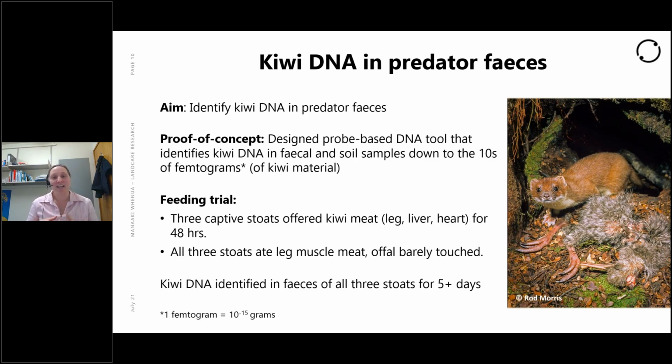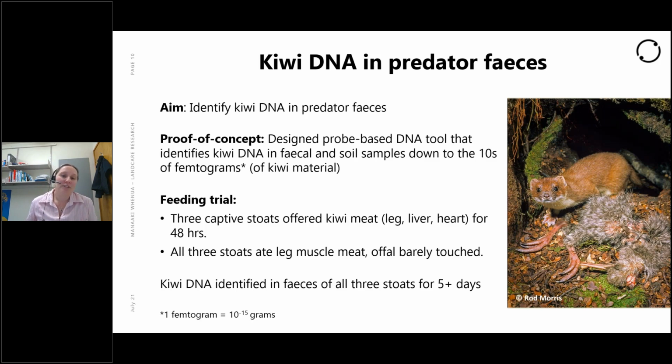Now that was done in vitro by doing spiking studies. So we literally took the poo and we just added less and less kiwi DNA to it. What that didn't tell us, though, is what happens when the kiwi, and therefore the kiwi's DNA, passes through the predator's gastrointestinal tract and is exposed to all of those acids and things.